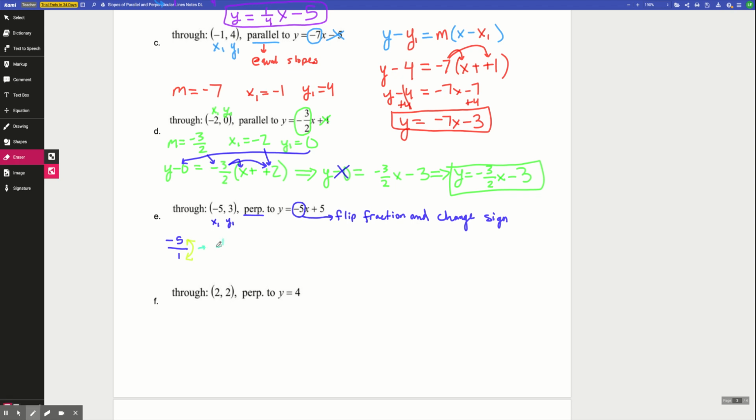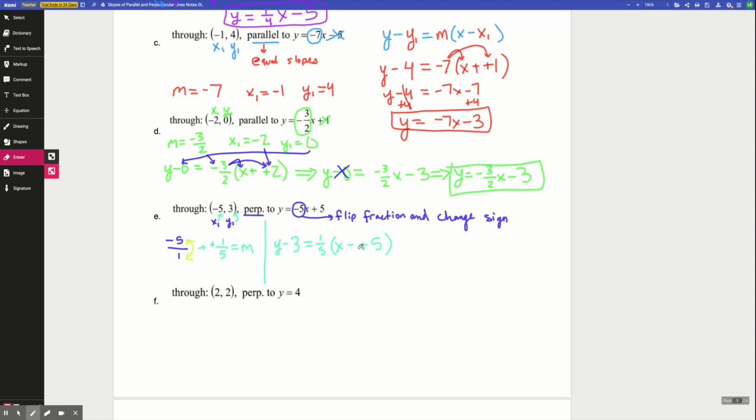Okay, so that becomes 1/5. If the original was negative, that means the new slope is positive. So that's my m, right? And then I have x1 is -5 and y1 is 3. Okay, so I end up with y minus 3 equals 1/5 times x minus -5.